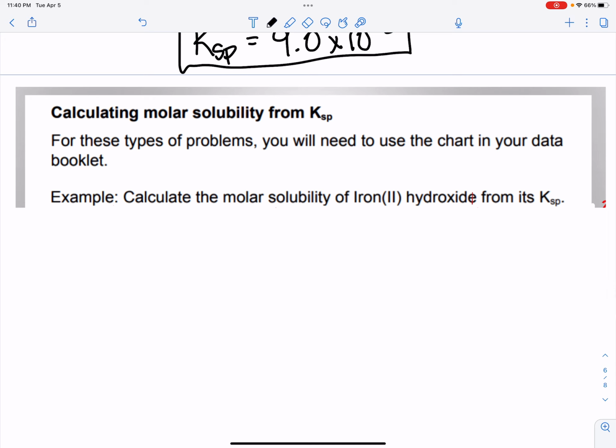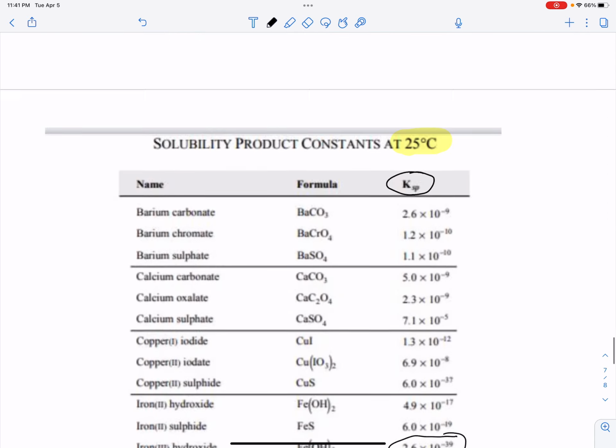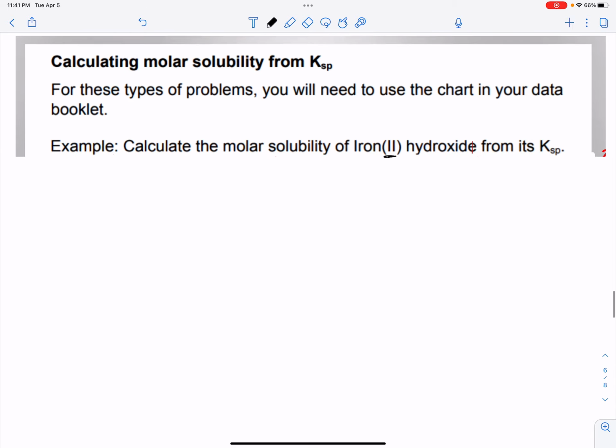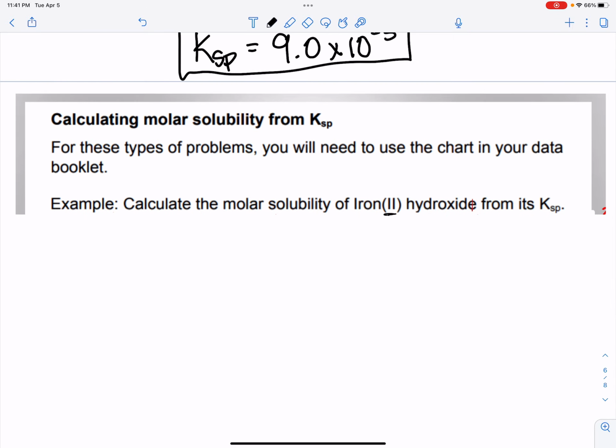So to calculate molar solubility, you're going to need that chart from your data booklet. It says calculate the molar solubility of iron 2 hydroxide from its KSP. You also want to be really careful about getting that Roman numeral right, because iron 2 hydroxide and iron 3 hydroxide are very different on the chart. Iron 3 hydroxide has very, very low solubility, and iron 2 hydroxide is still low solubility, but not nearly as low as the iron 3. So pay very close attention to those Roman numerals right after the word.